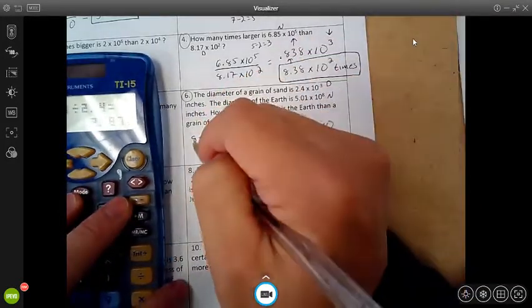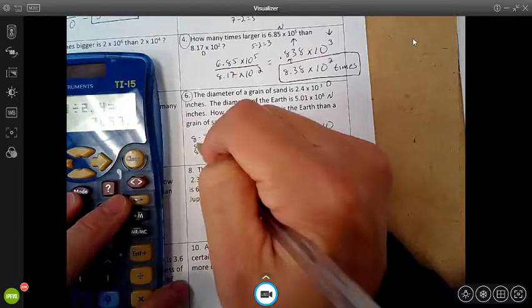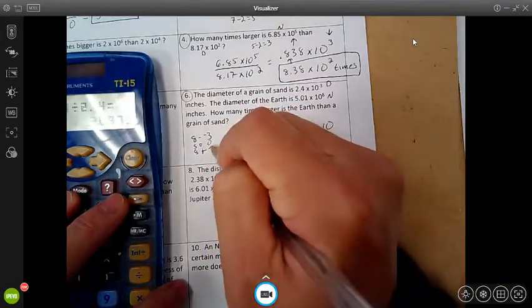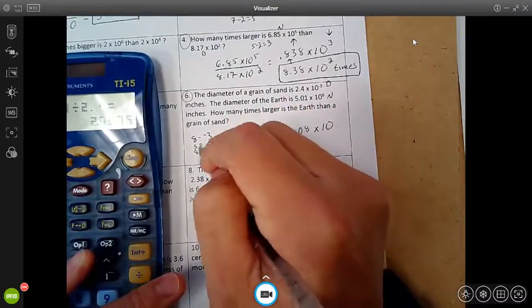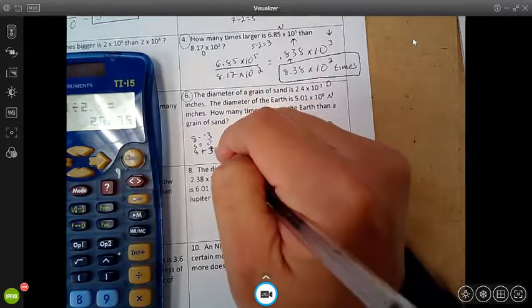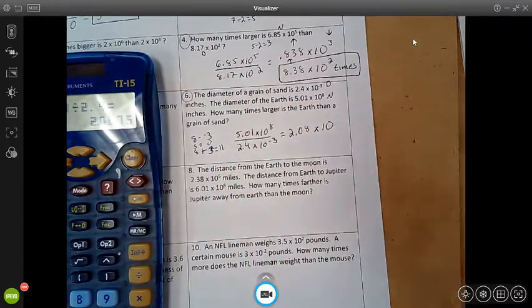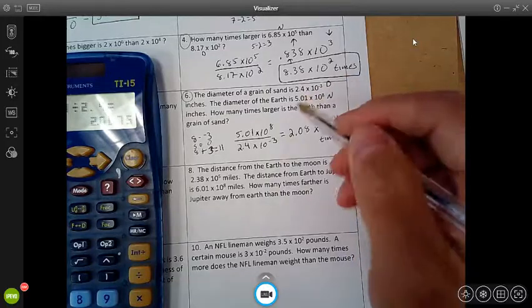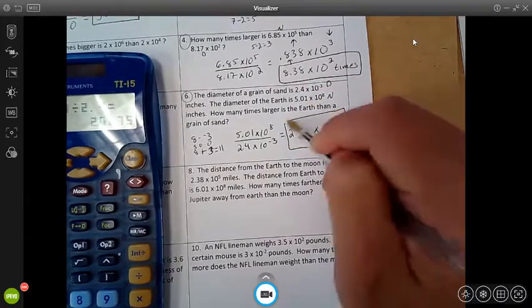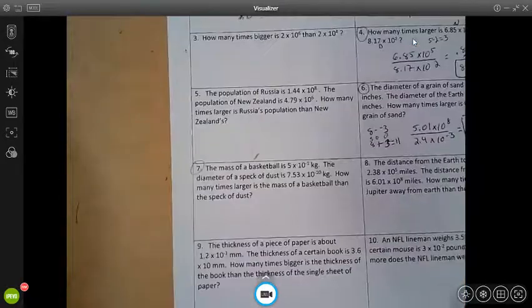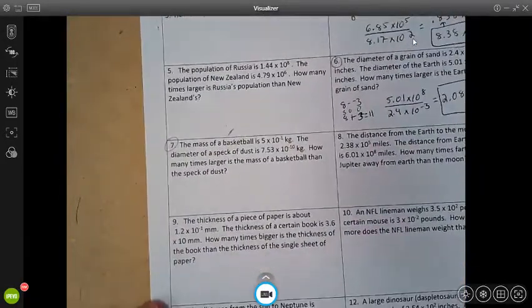So I'm going to use same, opposite, opposite: positive 3. So 8 plus 3 then, right? 8 minus a negative 3 is the same as 8 plus 3. 8 plus 3 then is 11. So this is times 10 to the 11. And that's how many times larger the Earth is than a grain of sand, the diameter.